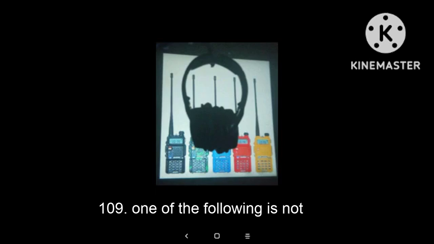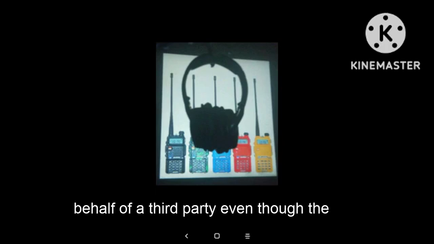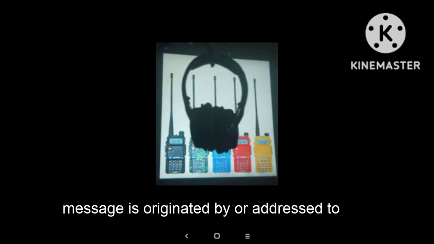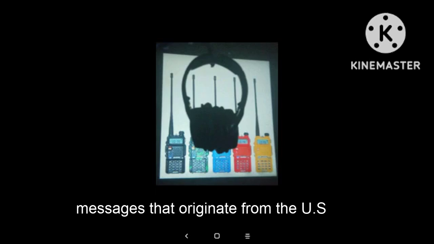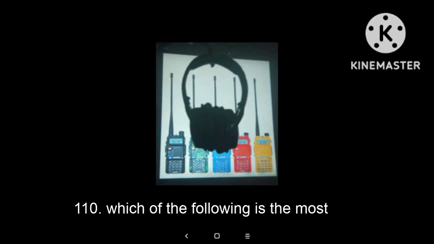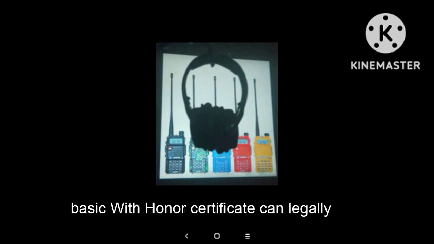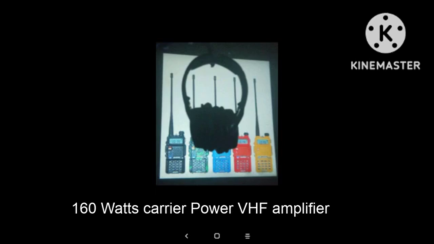109. One of the following is not considered to be communications on behalf of a third party, even though the message is originated by or addressed to a non-amateur. Messages that originate from the U.S. Military Auxiliary Radio System, MARS. 110. Which of the following is the most powerful equipment the holder of a Basic with Honors certificate can legally operate at full power? 160 watts carrier power VHF amplifier.